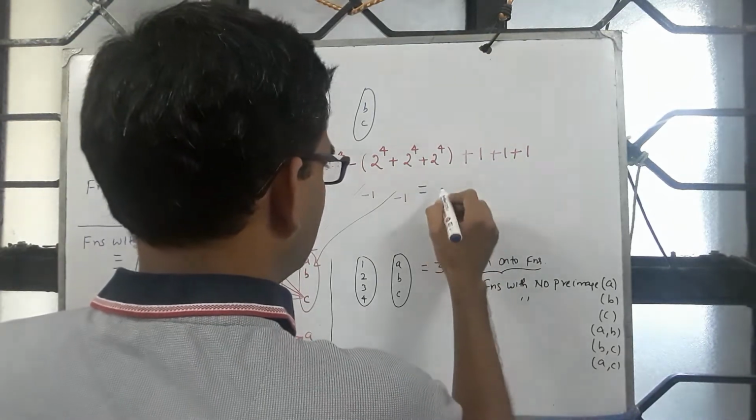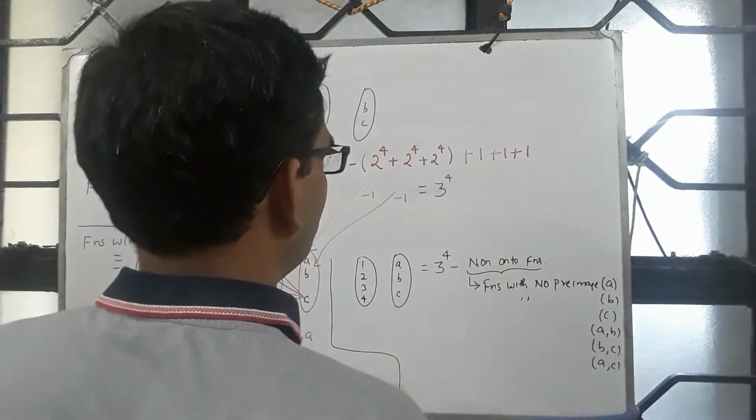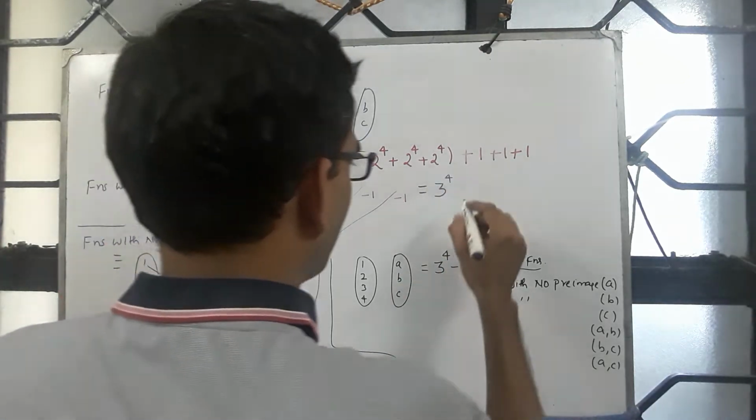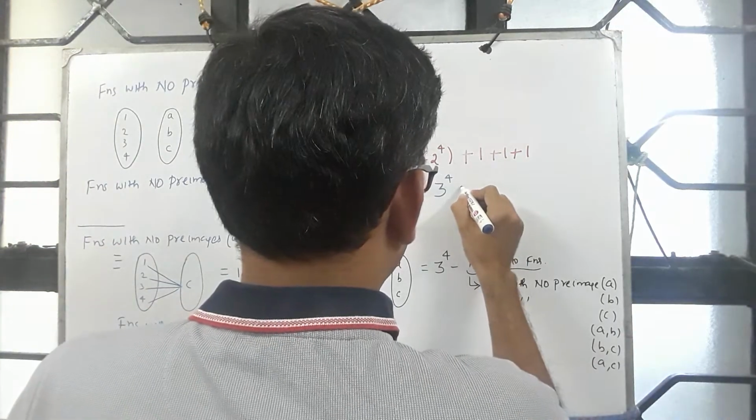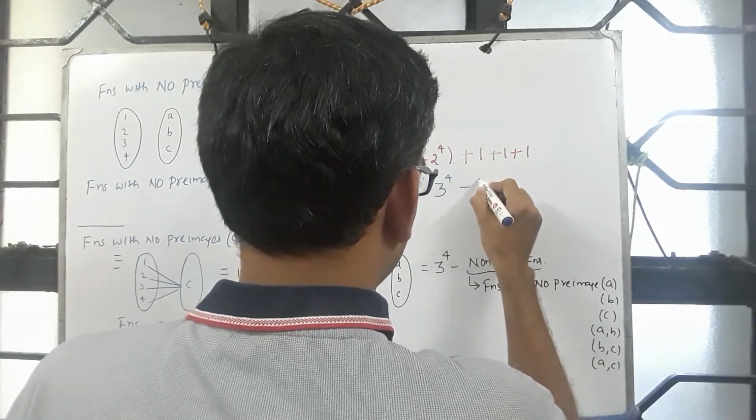Put in other words, the total number of functions is 3 power 4. Okay. And from that I am subtracting. What are we subtracting?